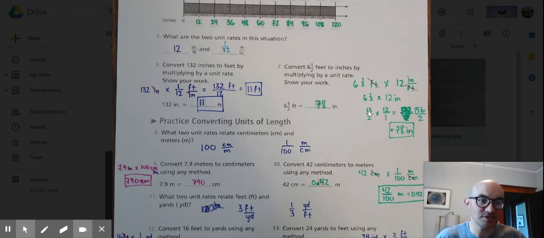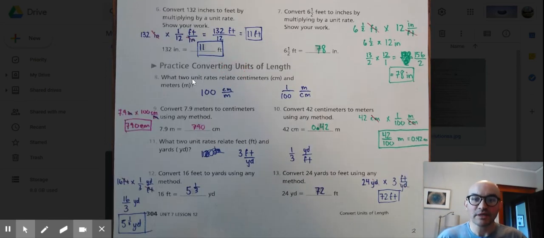I'm going to convert 6.5 into an improper fraction. 13 halves times 12. I've just turned 12 into a fraction by putting 1 underneath. Multiply top times top and bottom times bottom. I get 156 over 2, which simplifies to 78 inches. So 6.5 feet equals 78 inches.